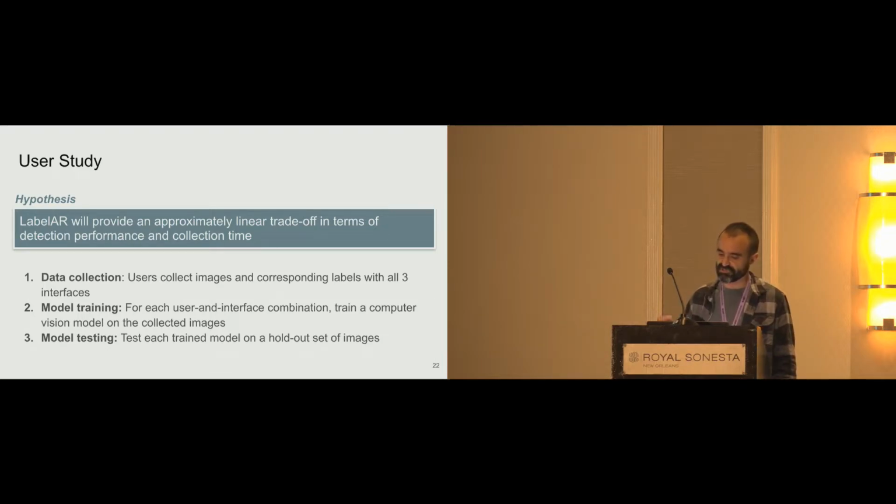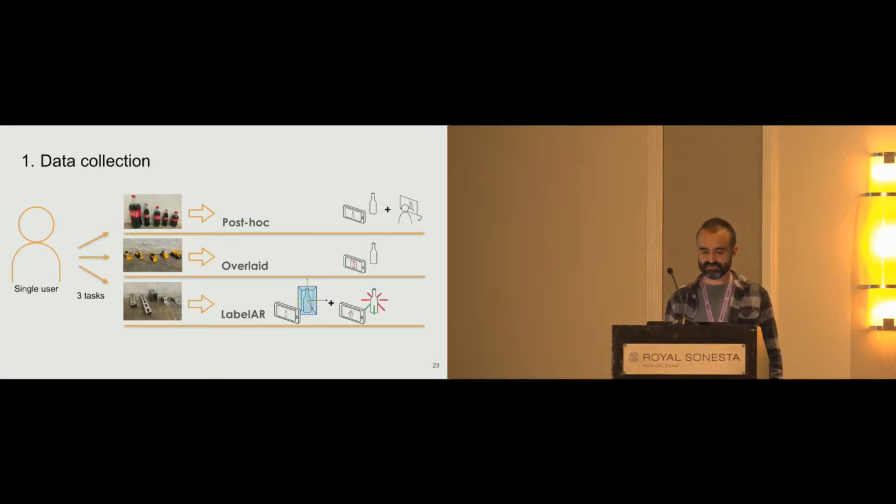First, we have users collect data with all 3 interfaces. Second, we train computer vision models on the collected data. And third, we evaluate the trained model's detection performance on holdout data that was unseen during training and observe the effects of the 3 interfaces.